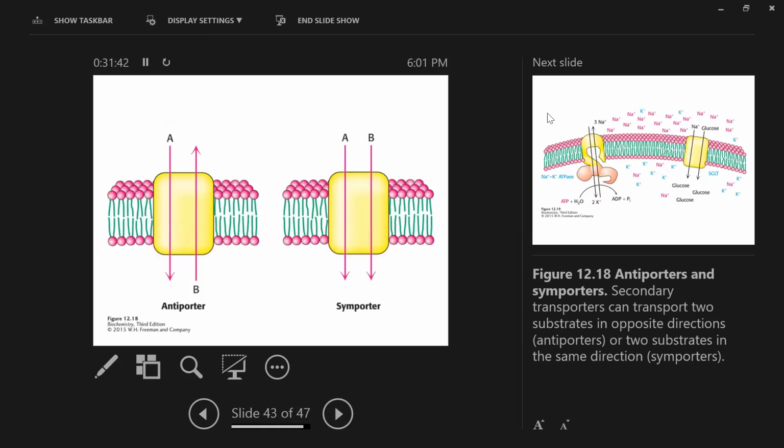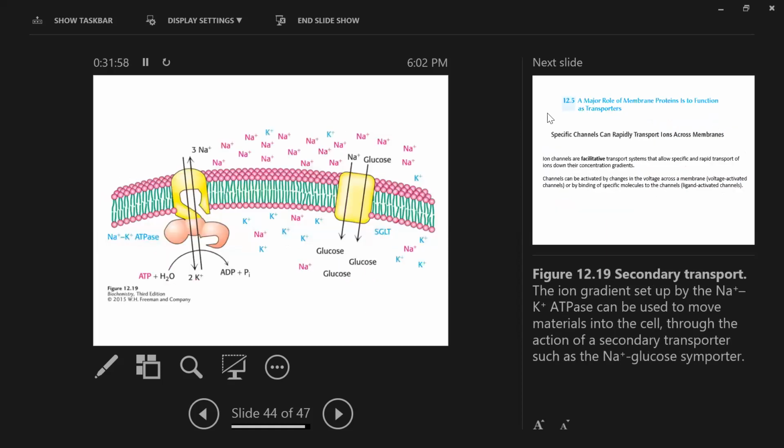This is just reiterating what antiporters look like versus symporters. But again, that's independent of whether they're active or facilitated. Here they don't give us enough information to tell you if it's active or facilitated, because they don't give you any concentration gradients. But look at it now, we're seeing this here.